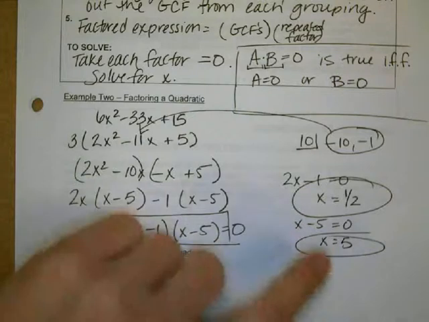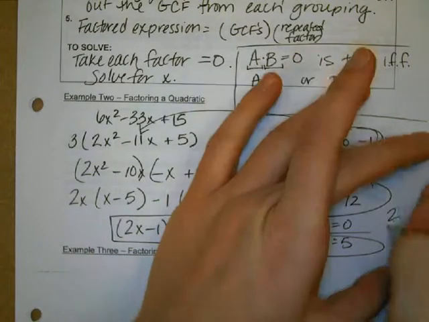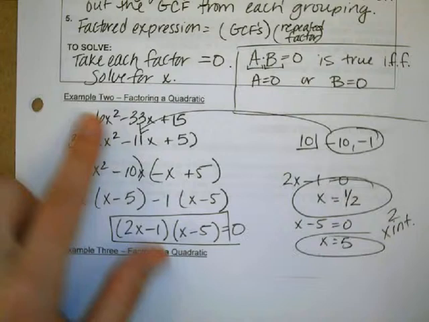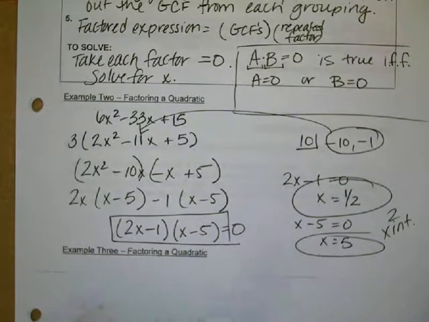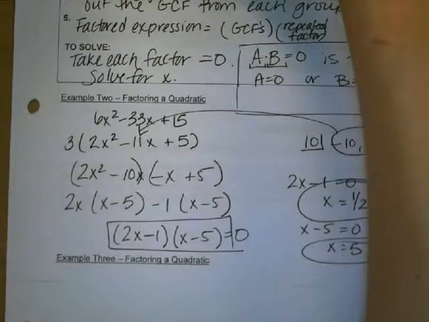Or those are the two places where if I was to graph this function, they would cross at 1/2 and at 5. Okay, let's do one more together.